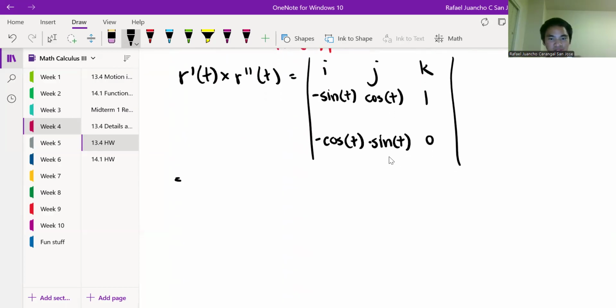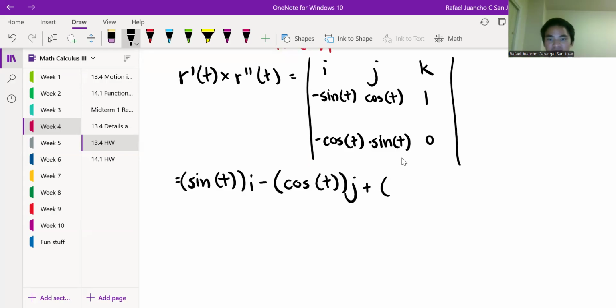Okay, so computing this cross product, I take out all my i's. So I get cosine t times 0, that's obviously just 0, minus negative sine t, so that's plus sine t. How much shortcut? So this is sine t of i. I subtract to my j. So I take out my j. This is 0 minus positive cosine t. So this is minus cosine t for my j.